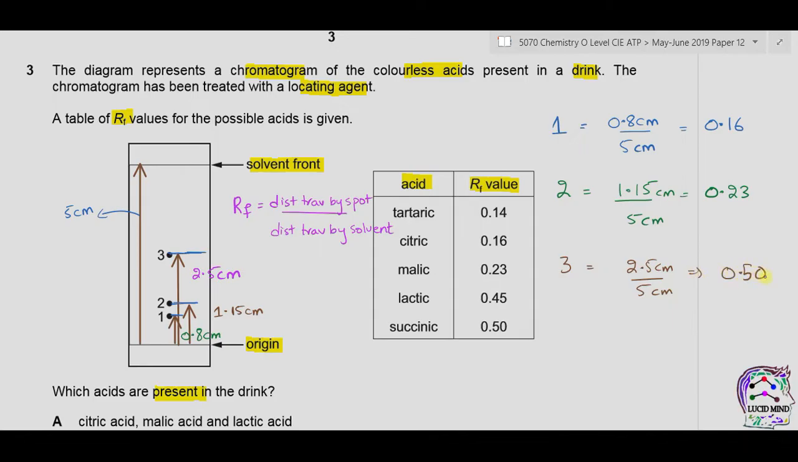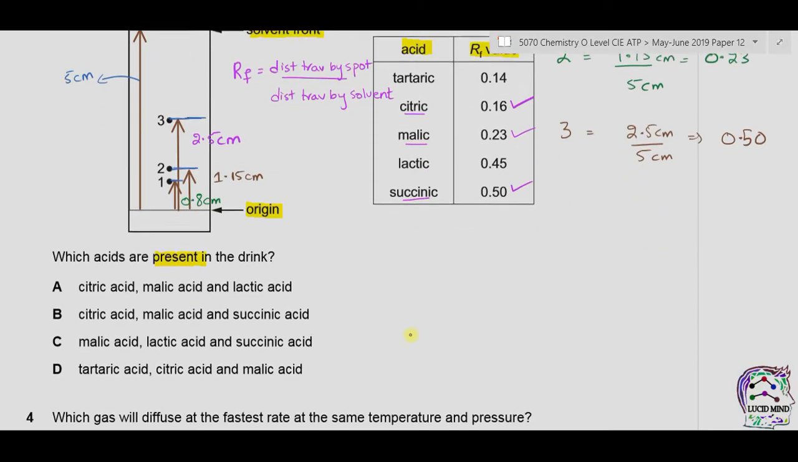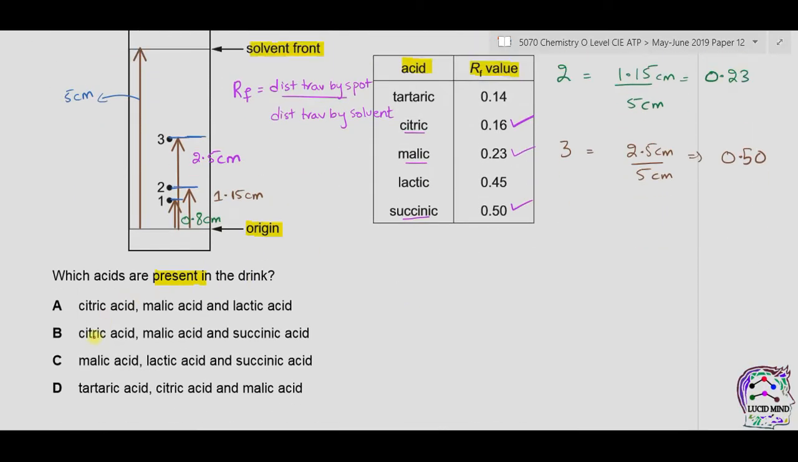0.50. Now from the table given, we can see that 0.16, 0.23 and 0.50 are given, which correspond to citric acid, malic acid and succinic acid. Let's look into the option. In option B, we can see that we have citric acid, malic acid and succinic acid. So therefore, correct answer is B.